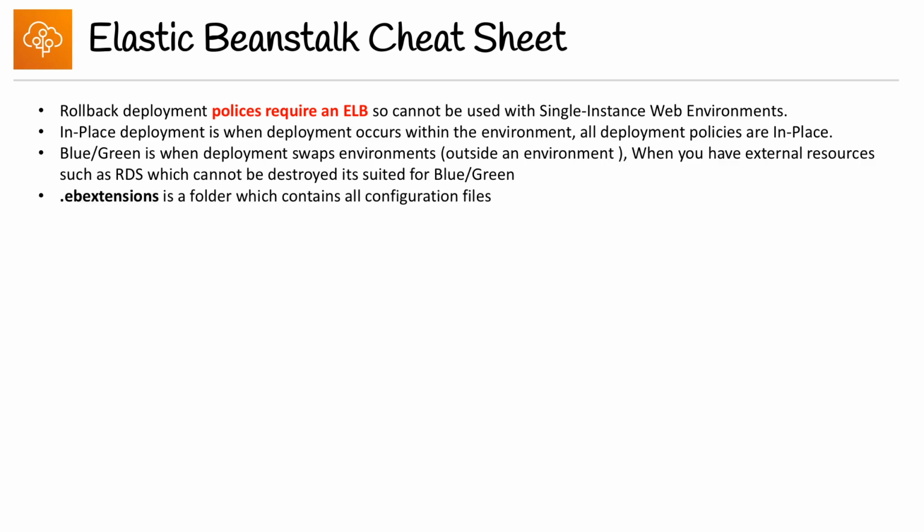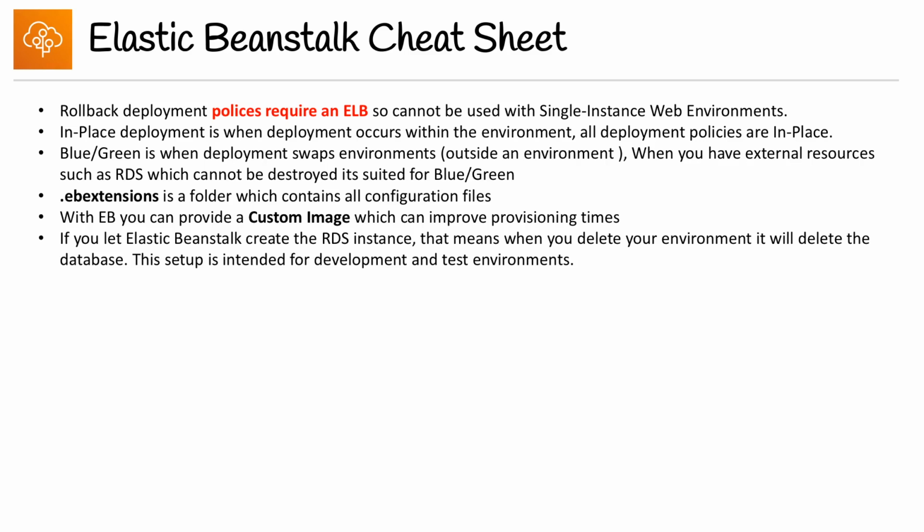EB extensions is a folder which contains all configuration files. With EB, you can provide a custom image, which can improve provisioning times. If you let Elastic Beanstalk create the RDS instance, that means when you delete your environment, it will delete the database. This setup is intended for development and test environments.